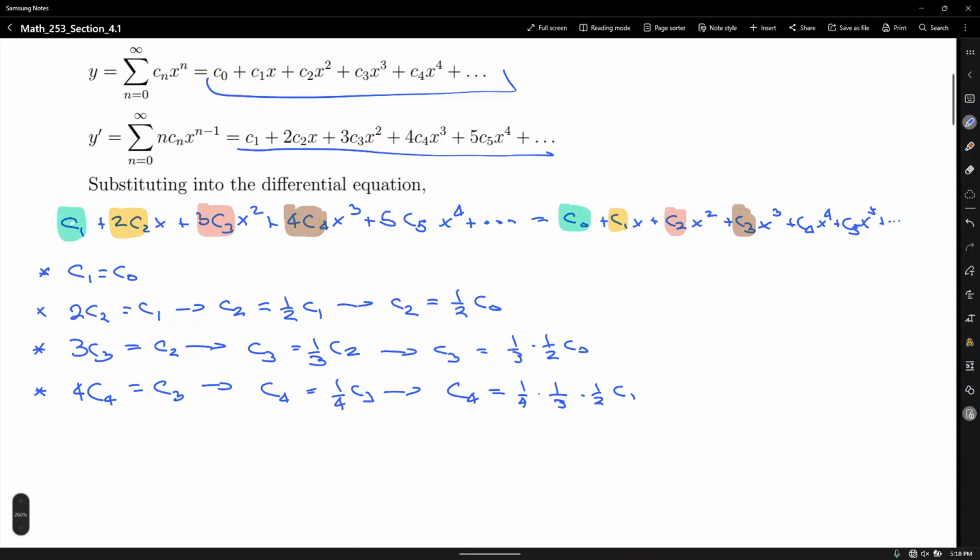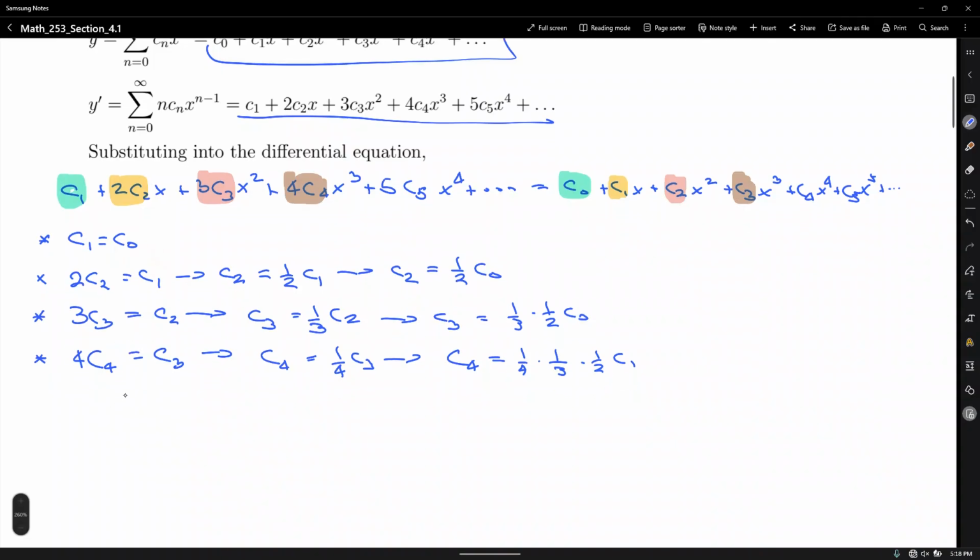Do you see what happens every time we write a new coefficient? Can you identify the pattern? What do you notice about it? The factorial, right? So if I keep going, C5 would be 1/5 times 1/4 times 1/3 times 1/2, well, I guess times 1/1, but we don't need to write that, C naught, which is the same as saying C naught over n factorial. And we're essentially done.